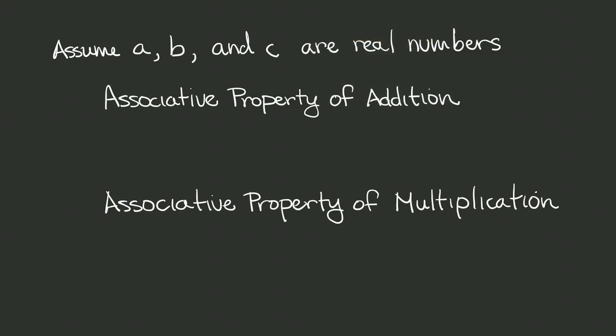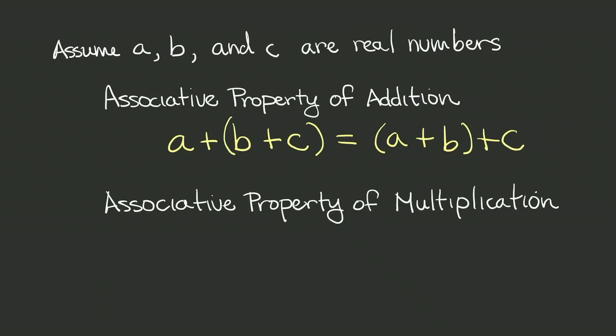The associative property of addition tells us that when we're adding three numbers together, it doesn't matter which two we choose to add first. For example, if we're adding A plus B plus C, it doesn't matter if we add B plus C first or if we add A plus B first. So that is the associative property of addition.